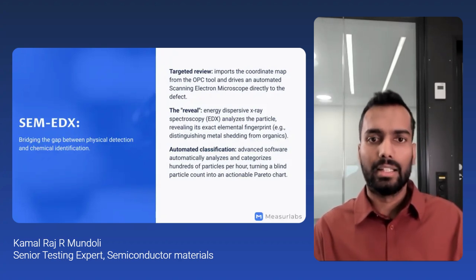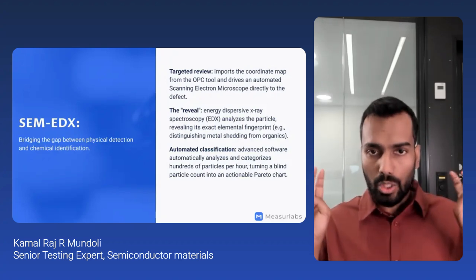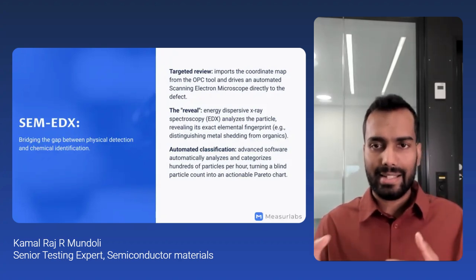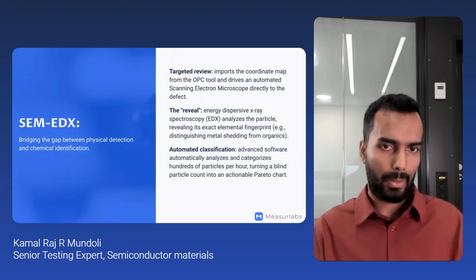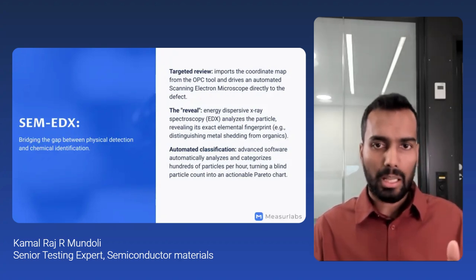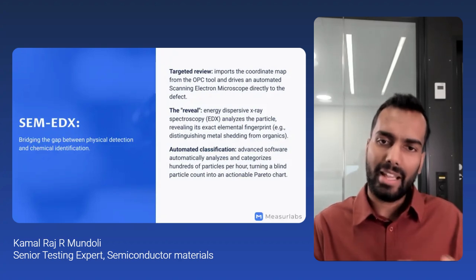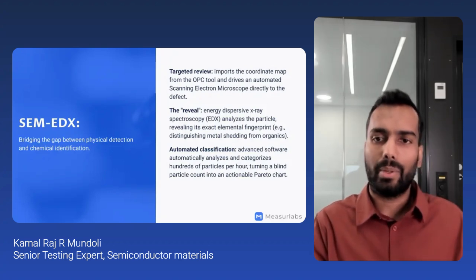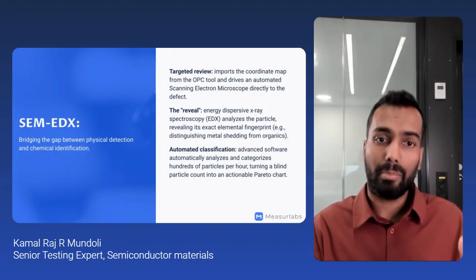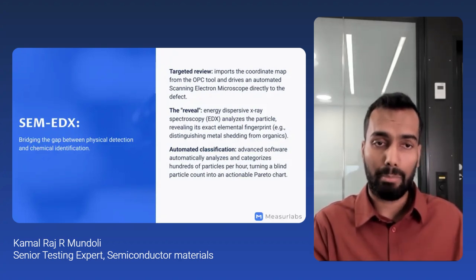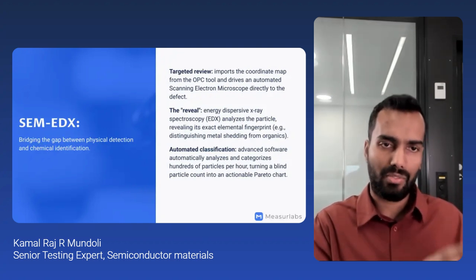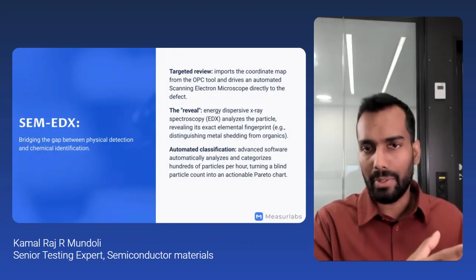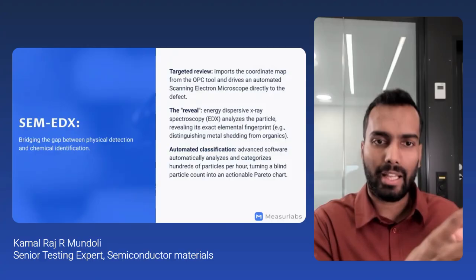And finally, the software handles the automated classification by instantly analyzing and categorizing hundreds of particles per hour. This completely transforms a blind particle count into an actionable Pareto chart, immediately showing your engineering team which tool components are failing, causing the most severe contamination, and what percentage of contamination is arising from that particular source.